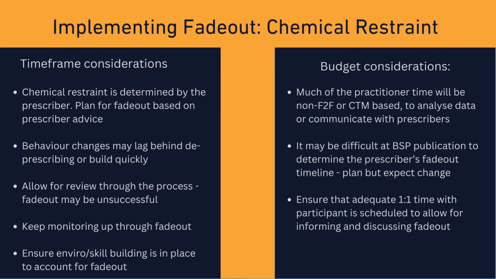In terms of budget consideration, it's probably important to recognise a lot of your time will be non face to face, or it could be based on care team meetings to analyse the data, communicate with prescribers, continue to adjust response strategies, and things like that. It may be difficult at the time of the BSP to understand the prescriber's fade out timeline. You need to plan, but you need to expect change. More experienced clinicians probably have a better understanding of how this looks, but you can try and get as much information from the prescriber as you're writing the behaviour support plan so that you're actually planning this fade out as part of that comprehensive preparation.